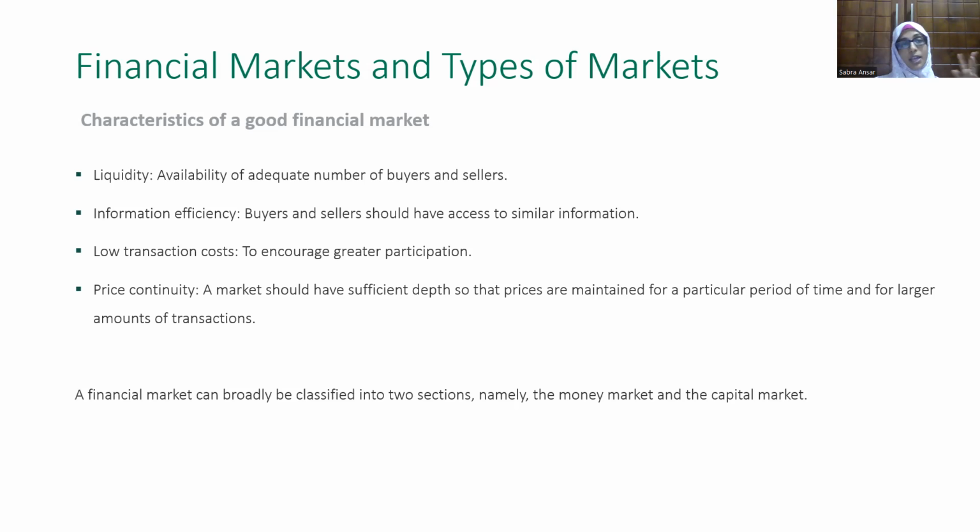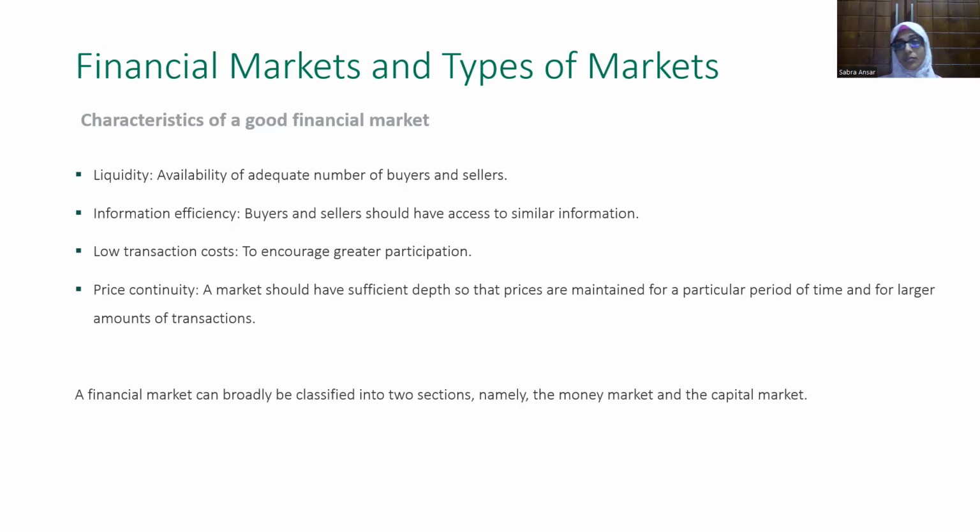Thereafter, the last characteristic of a good financial market is price continuity. Basically, a market should have sufficient depth so that prices are maintained for a particular period of time and for a large amount of transactions. Very important. So price continuity, or the market having depth so that prices are maintained in a particular time, and having a large amount of transactions, is a very important characteristic of a good financial market.